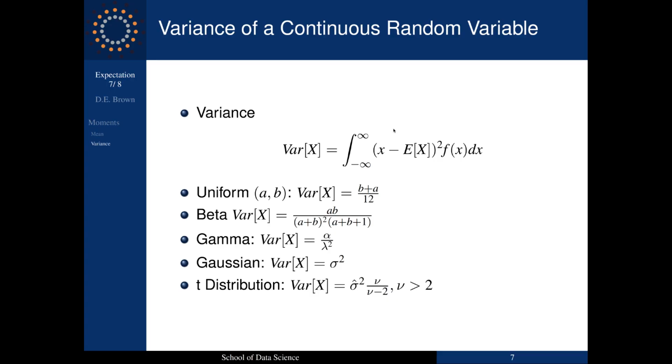So the t-distribution doesn't have a mean if nu is equal to 1, and it doesn't have a variance if nu is 2 or 1. So the t-distribution only has a mean and variance for values of the degrees of freedom parameter greater than 2.